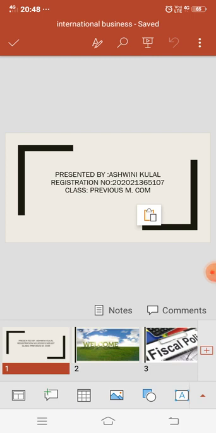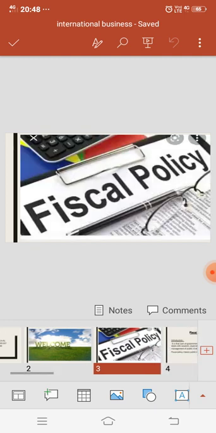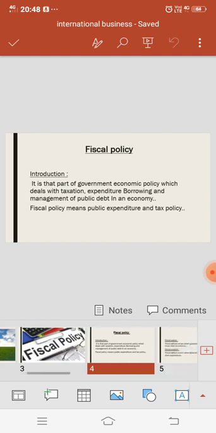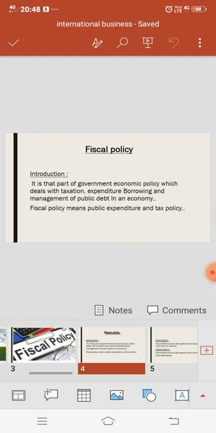My topic is fiscal policy and deficit financing. First, let us understand what fiscal policy is. It is that part of government economic policy which deals with taxation, expenditure, borrowings, and management of public debt in an economy. In simple terms, fiscal policy means public expenditure and tax policy. In short, it refers to the budgetary policy.